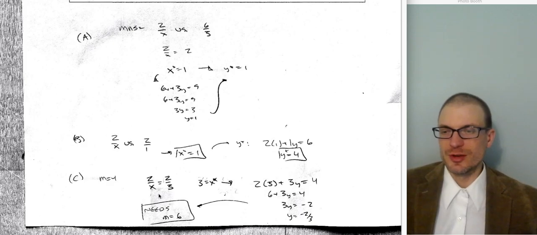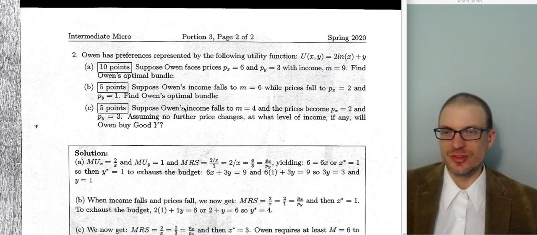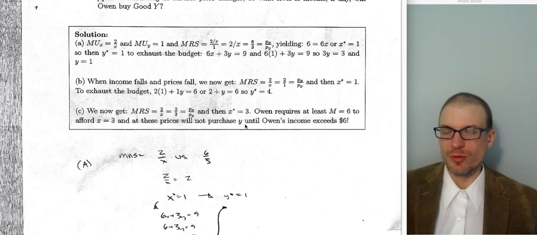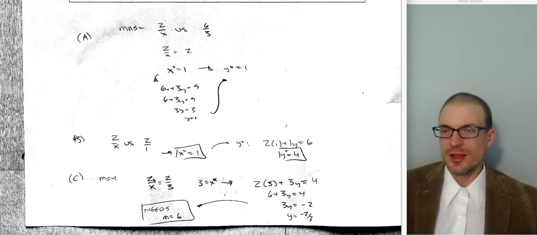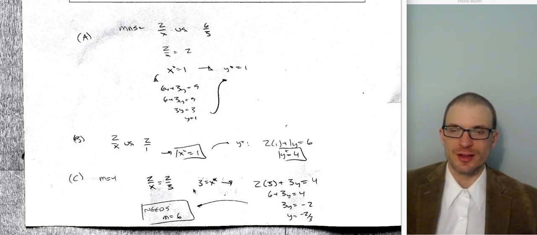And then lastly, this is the interesting one. Owen's income falls to 4. Prices are 2 and then 3. Assuming no further changes happen, at what level of income, if any, will Owen buy good Y? All right, well, the MRS is still 2 over x. The price ratio is now 2/3. This tells us Owen wants 3 units of good X. If Owen wants 3 units of good X and the price of good X is 2, Owen needs $6 to be able to buy good X.